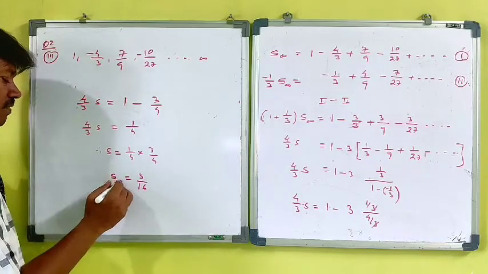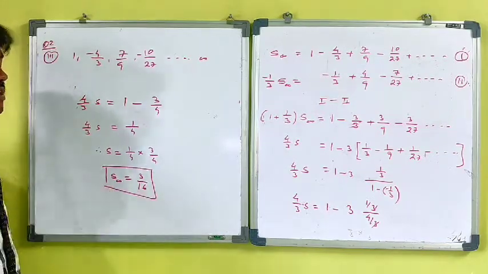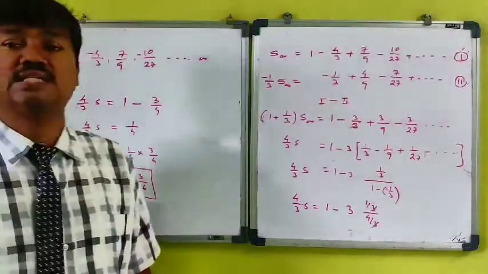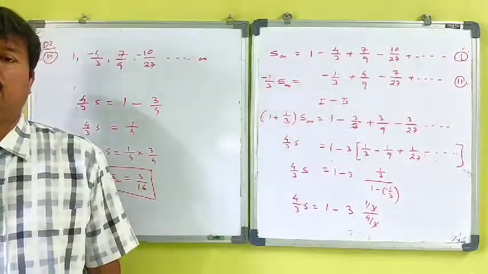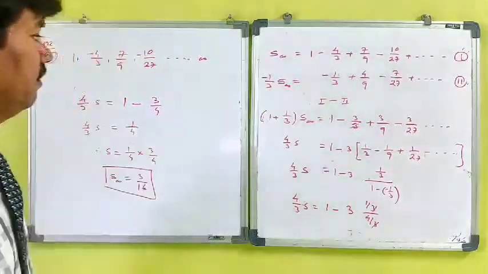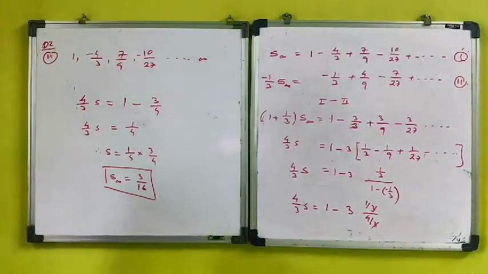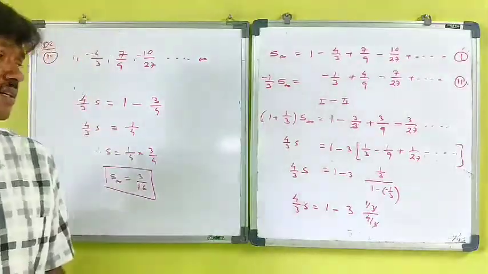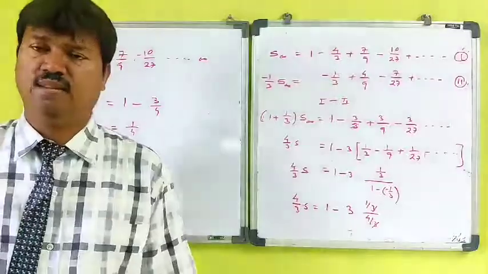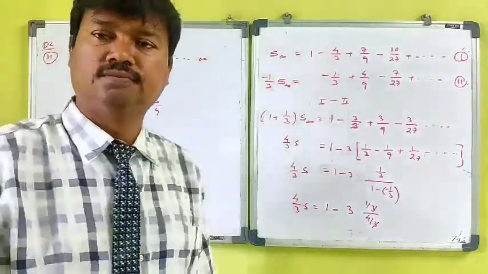So that is the sum of infinite terms. The answer is 3 upon 16 for this particular question. I think everybody understood this one. The method is the same. For an infinite series, it's quite easy. That's it.